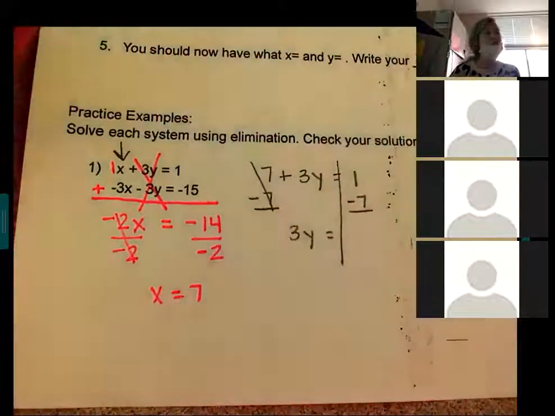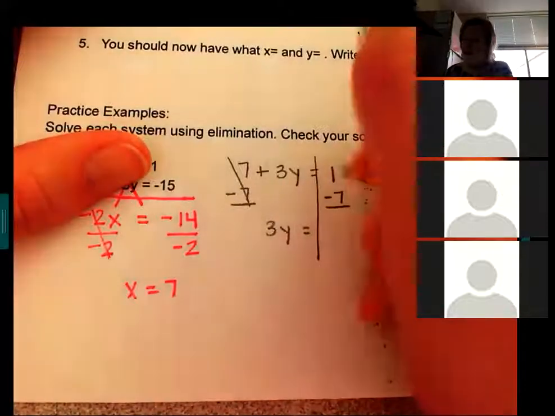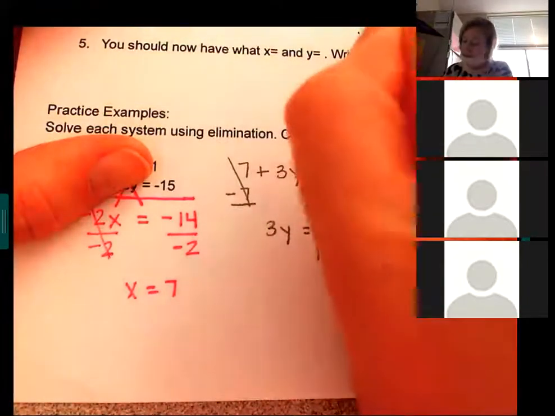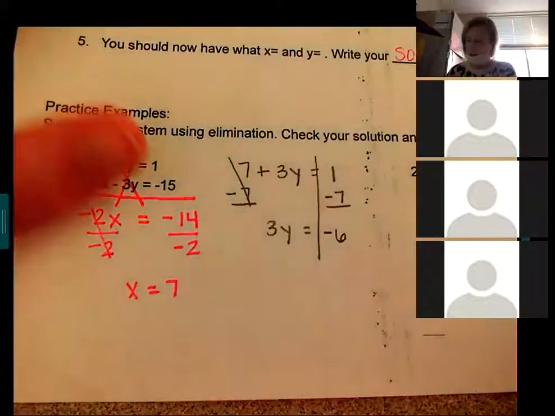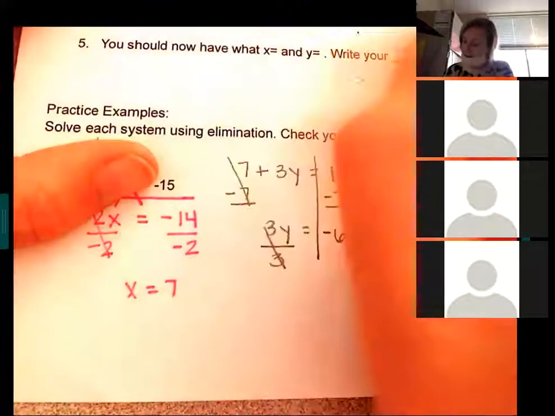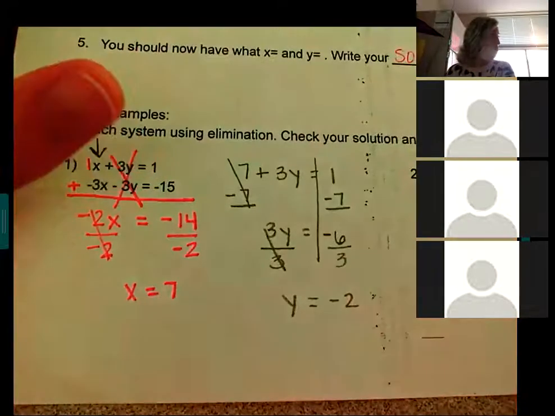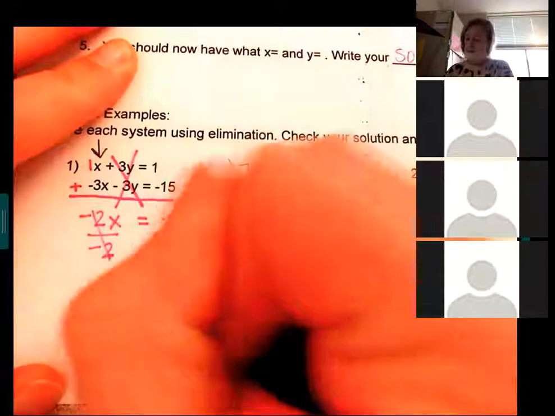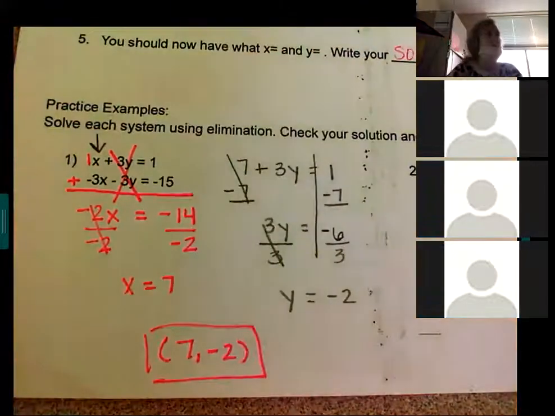Shh. 3y. I think some of y'all forget I've got babies on Zoom I have to teach. They've got different signs, so we're going to subtract them. 7 minus 1 is 6, and 7 was bigger, so it's negative. And then how do you get the y by itself? Divide by 3. And y is negative 2. There we go. So what's your final answer? 7 comma negative 2. Very good.